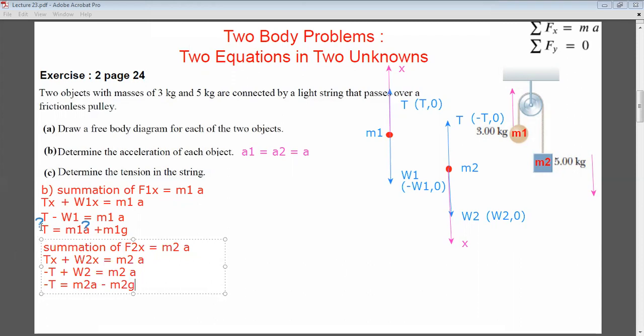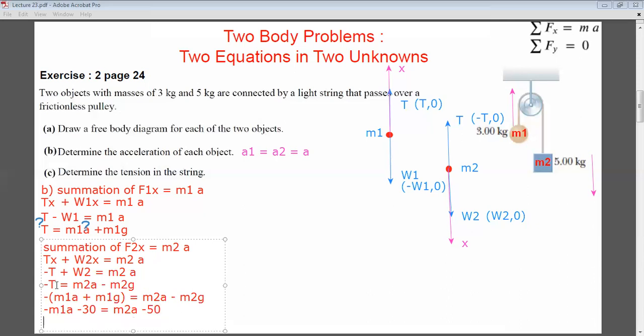Okay, now you see this tension, it's m1a plus m1g. So instead of tension here, I will put m1a plus m1g. This is equal to m2a minus m2g. Now I can facilitate my life. Minus m1a minus m1g, which is 30, equal to m2a minus m2g, which is 50.